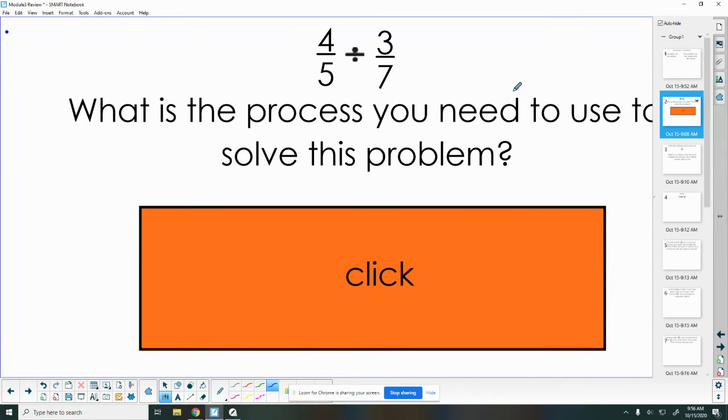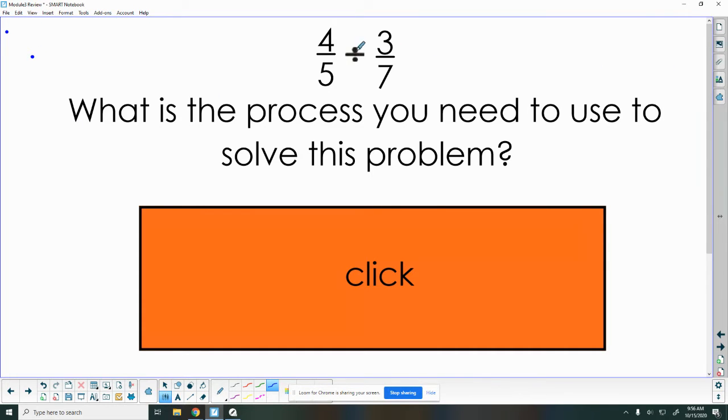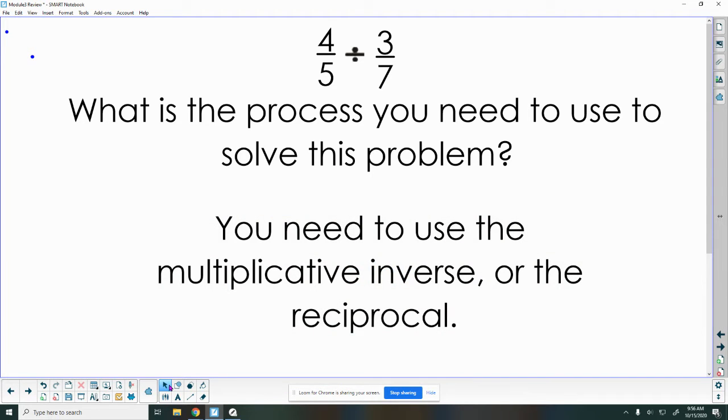Okay, so we have this problem, 4/5 divided by 3/7. What process do we need to solve this problem? I can't just do 4 divided by 3 and 5 divided by 7, but I can use the multiplicative inverse or its reciprocal. So I would need to copy dot flop. I would keep the first part the same. The opposite of divide is times, so the multiplicative inverse just means the opposite, 7/3. Then I could multiply the numerators and the denominators.